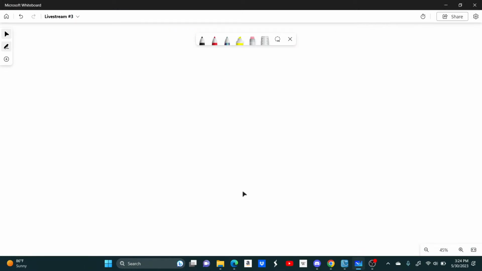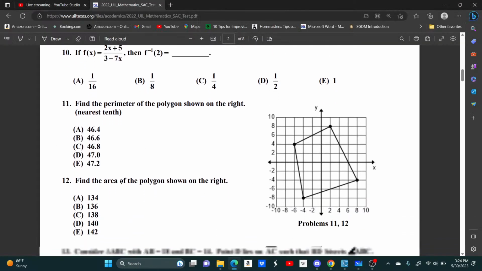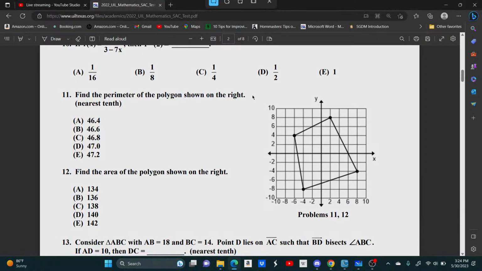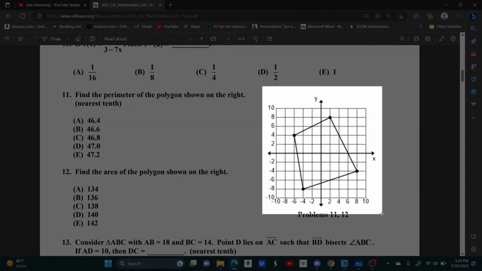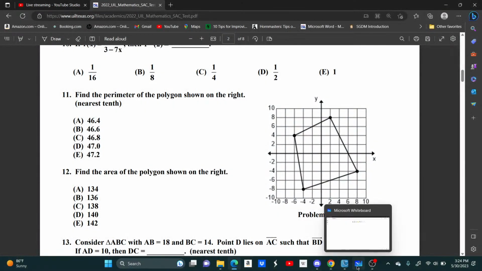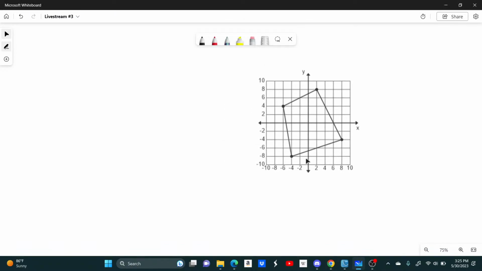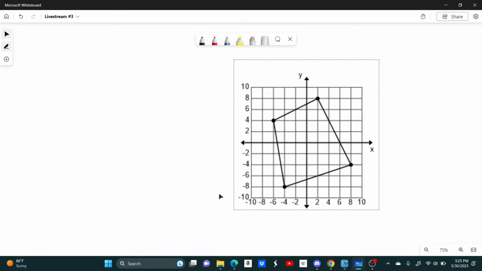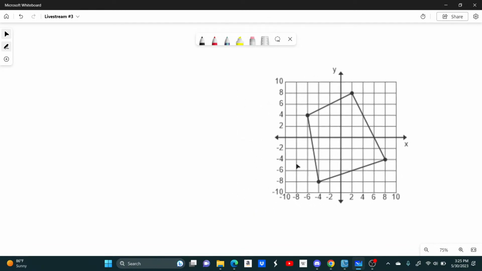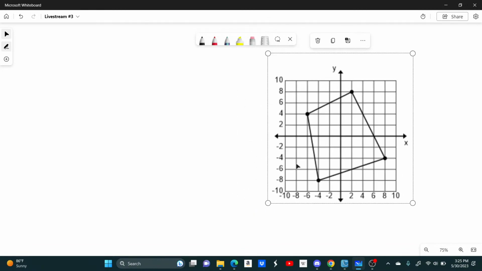Alright, still going. We gotta find the perimeter of this region. Alright, well, this is a little bit annoying, but at the end of the day, it's really just a shoelace theorem. Not a shoelace theorem. Distance formula. I'm skipping ahead.